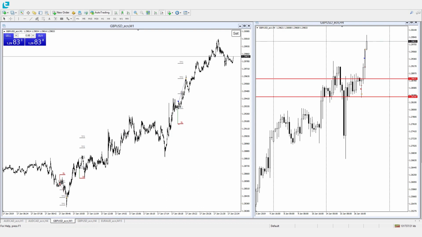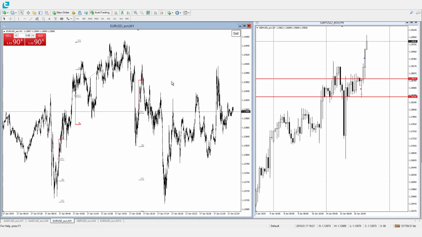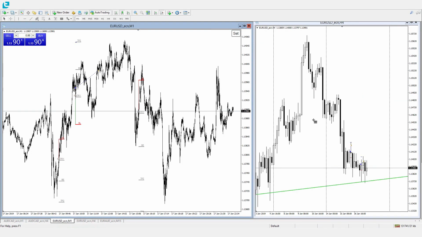The other trade I took was today on Euro USD. And let's bring it on the 4-hour chart as well. Here's another one I took a couple of days ago.